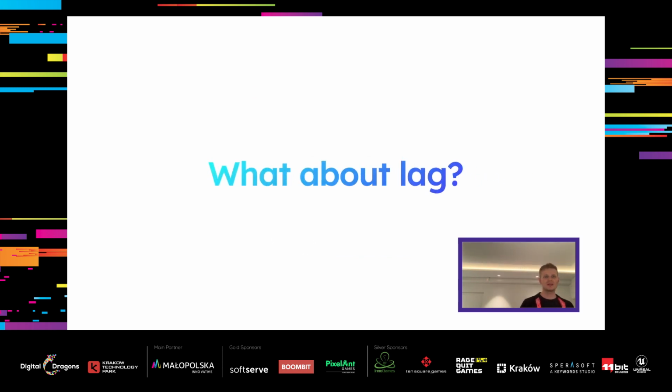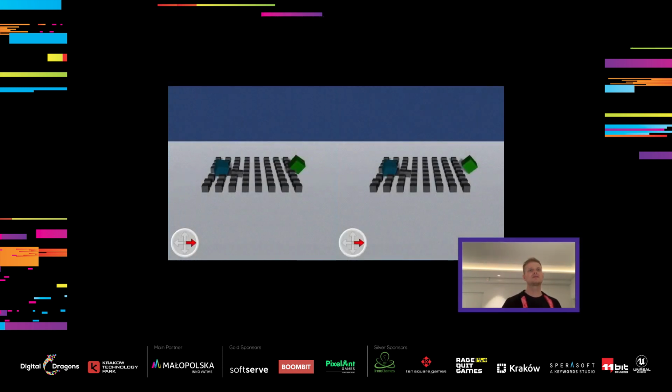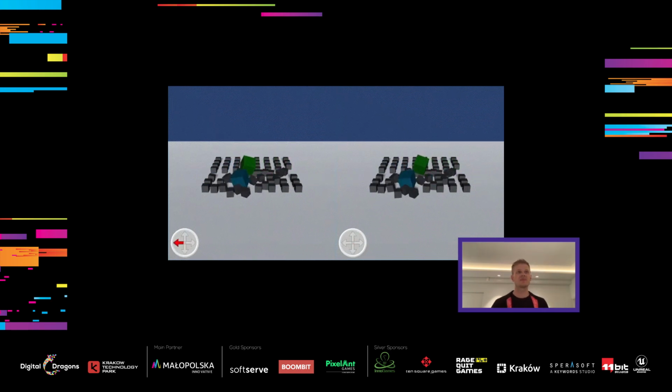Okay, now what about lag? Of course, lag is important, and it affects our gameplay. Here we can see the comparison. On the left we have 4 ticks of lag, and on the right we have lag that's twice as big, so 8 ticks. Again, playing from the perspective of the blue player, the collision is visible a little differently on both clients. However, the final state is always the same.